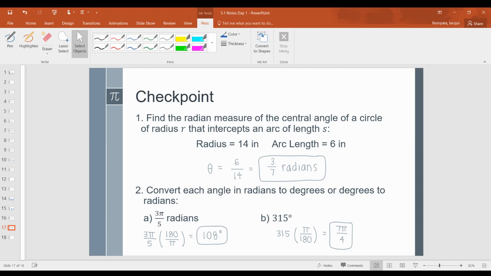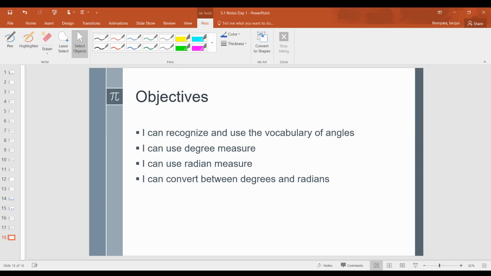And then with number 2, when I was doing converting, I wanted to convert the first one from radians to degrees. So notice that's why I had to have the 180 on the top and the pi radians on the bottom, so then the radians would cancel. You end up with 108 degrees. In the second example, I start with degrees, so that means if I want it to be radians, I have to have the 180 in the denominator. When I multiply straight across and I simplify, we get 7 pi over 4. So that's us recognizing using vocab with angles, talking about degrees and radians, and then converting between the two.